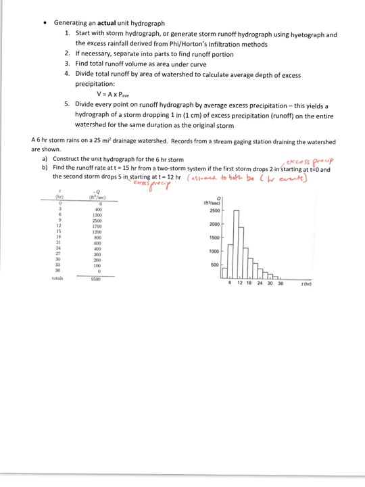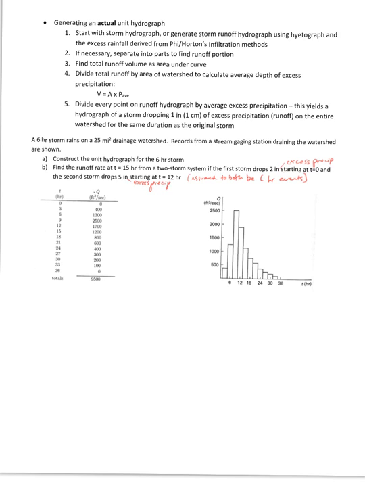So we go back up to our steps, which are shown at the top. Step 1, start with the storm hydrograph, which we already have. Step 2, if necessary, separate into parts to find the runoff portion. We can see from this hydrograph that the flow rate at the beginning and at the end is 0, and thus there is no base flow. So we don't have to separate this into its parts.